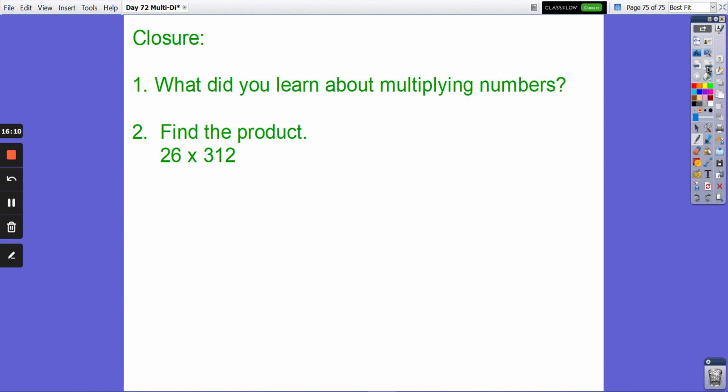What did you learn about multiplying numbers? Well, I learned that there are place value zeros. For things like the tens place, I should have 1 place holding 0. For the hundreds place, I should have 2 place holding zeros. For the thousands place, I should have 3 place holding zeros. And that is going to help me transition from my partial products into my standard algorithm.